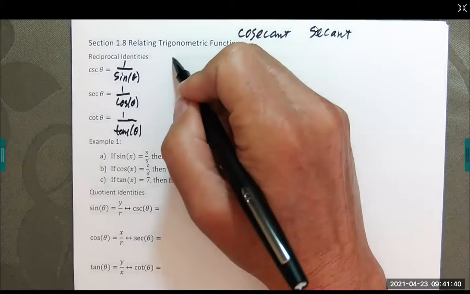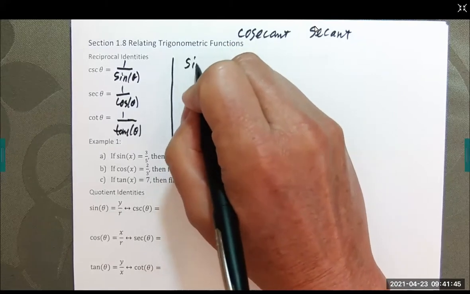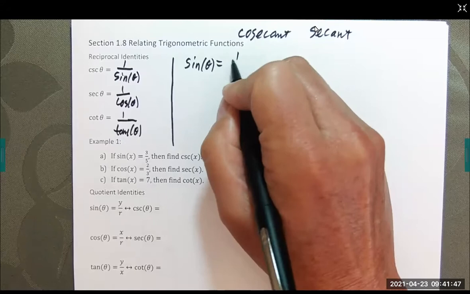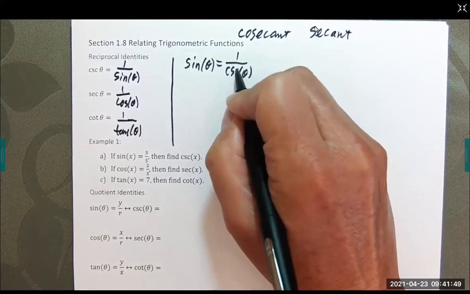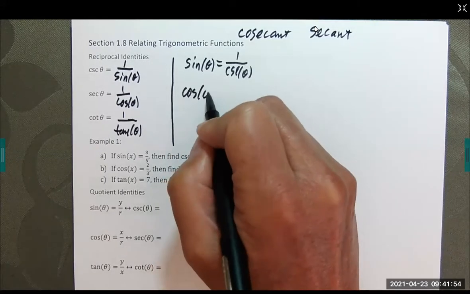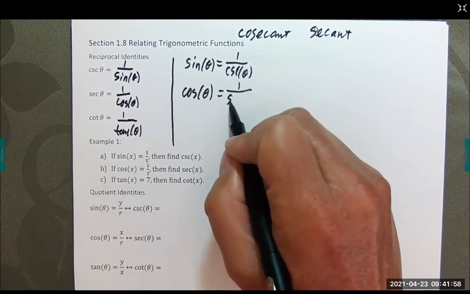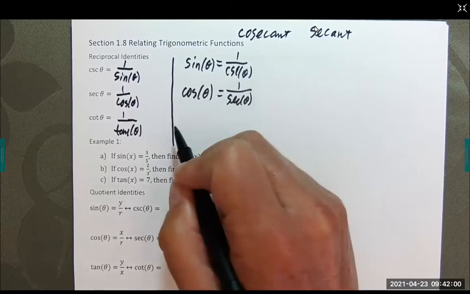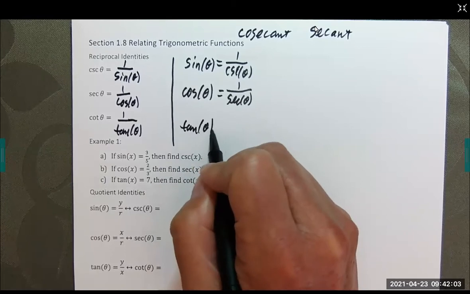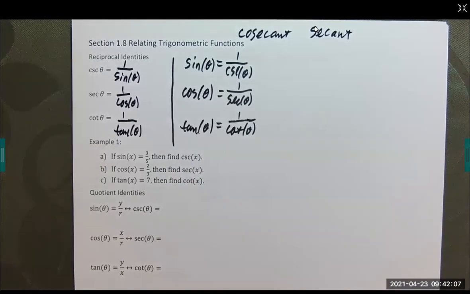And we can also write the others. So we can say that sine of theta is 1 over cosecant theta. Cosine theta is 1 over secant theta, and tangent theta is 1 over cotangent theta. And we're going to use these reciprocal identities often. They're not particularly difficult to do.